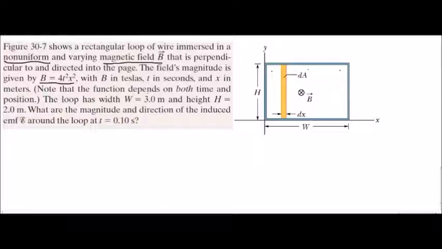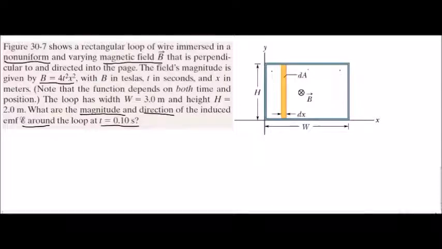The loop has a width W and height H. Given that, what are the magnitude and direction of the induced EMF around the loop at t equals 0.1 second? So always we start with magnitude. Let's start with direction now.